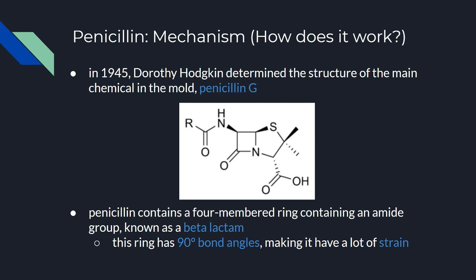This ring, like a square, has 90-degree bond angles, making it have a lot of strain. In normal conditions, we would have taken out the chemical structures, and I would have had you try to create this four-membered ring, and you would have realized that it's very difficult to push those bonds together, making it have a lot of strain, and that it really wants to break open. So that's kind of the main job of penicillin, is focus on this. This square-like structure wants to open.